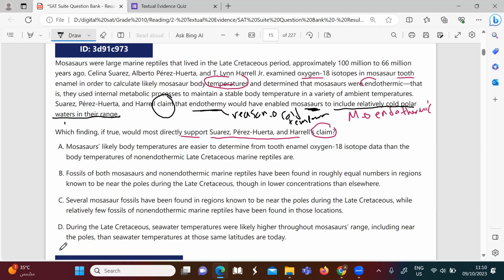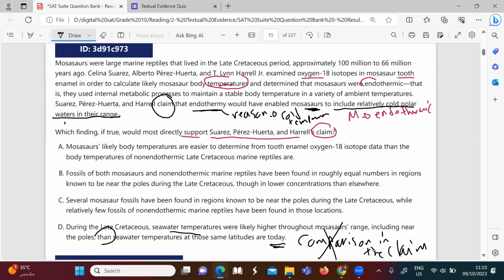Go to the choices. Go to D. During the late period, seawater temperatures were likely higher throughout the range than seawater temperatures at those same latitudes are today. Is this comparison in the claim, in the last sentence?